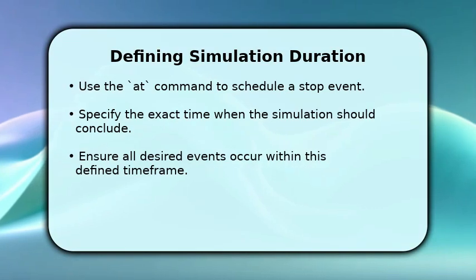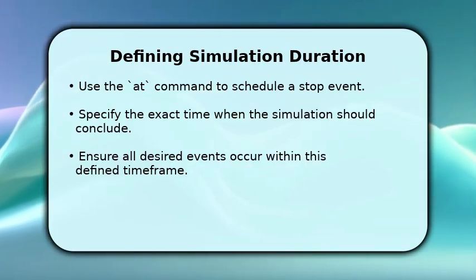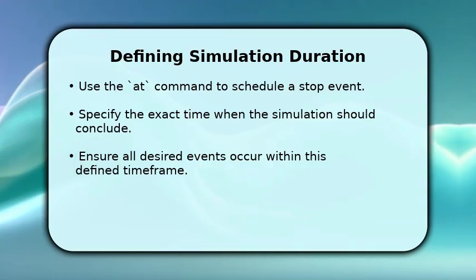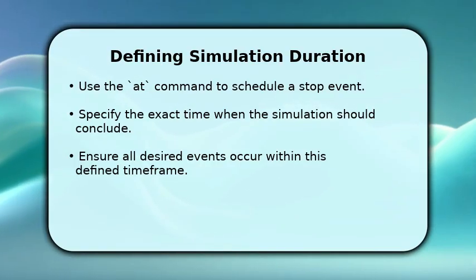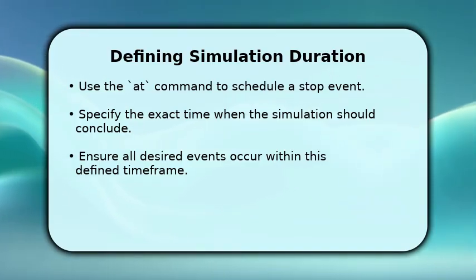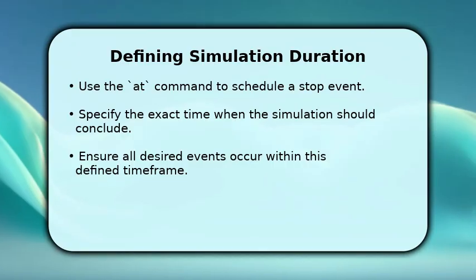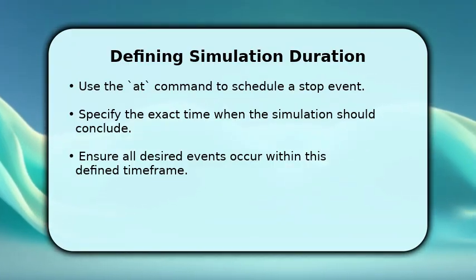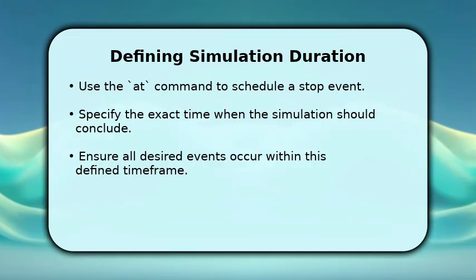To define the simulation's duration, you'll use the at command. For instance, $ns at 10 "finish" schedules a finish procedure to execute at 10 seconds. This command is essential for setting the simulation's endpoint. It ensures that your network scenario runs for the intended period, allowing all scheduled events to complete or be observed. Carefully choose this duration to encompass all critical activities within your simulation experiment.